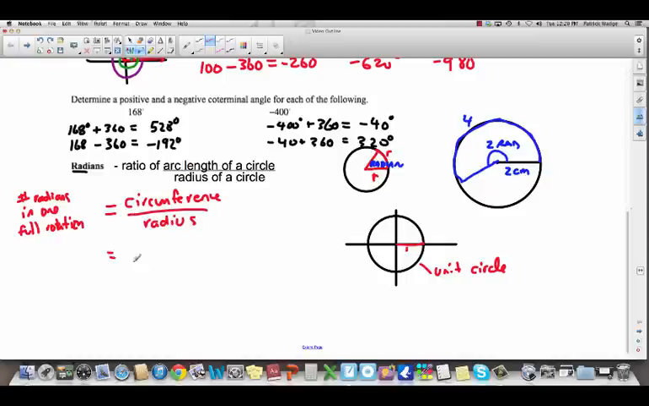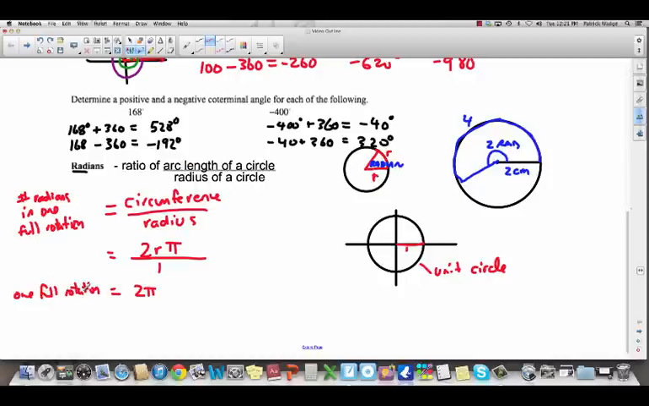Now the nice thing about the unit circle is that the radius is 1. Circumference, how do we get circumference? We go pi times diameter, and the diameter is the same as 2 radiuses, so it's 2 radiuses times pi. And again, this is very nice because the radius is 1. So you get 2 times 1, which is 2, times pi. So you get 2 pi divided by 1, so just 2 pi. One full rotation is equal to 2 pi.